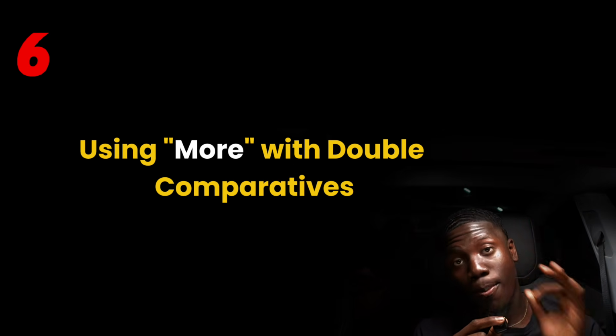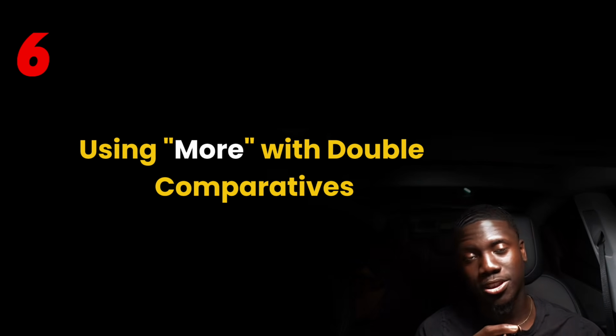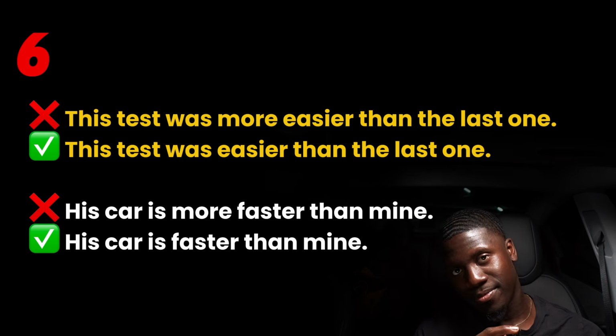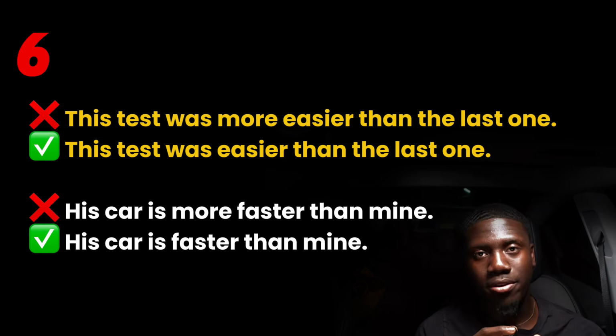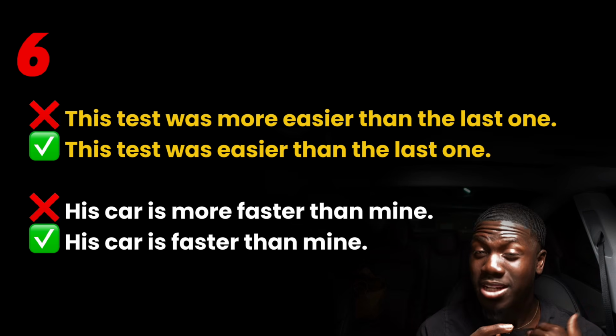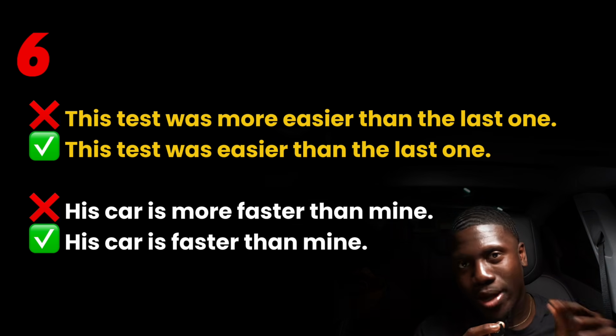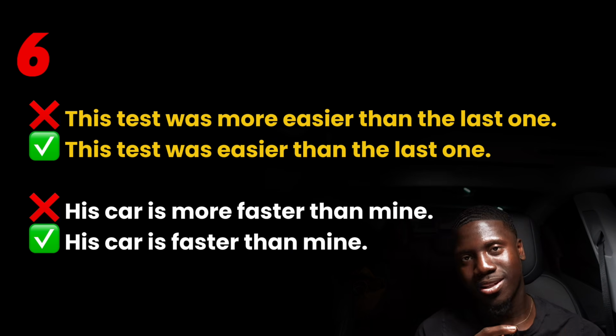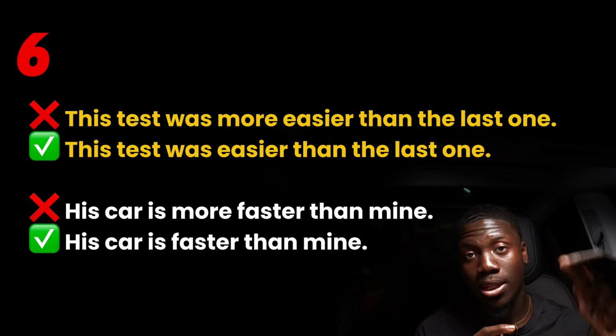Now, the sixth aspect is using more with double comparatives. Using the word more with double comparatives. Let's take a look at this example. This test was more easier than the last one. There are times I make this mistake too, but the proper way to say it would be, this test was easier than the last one.